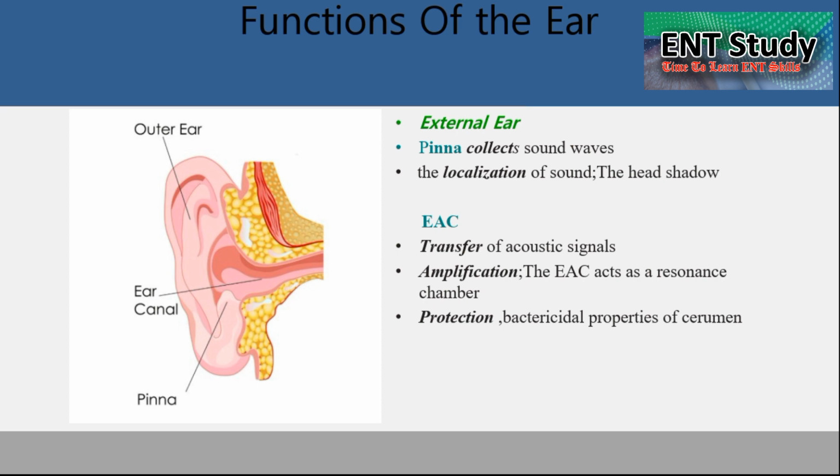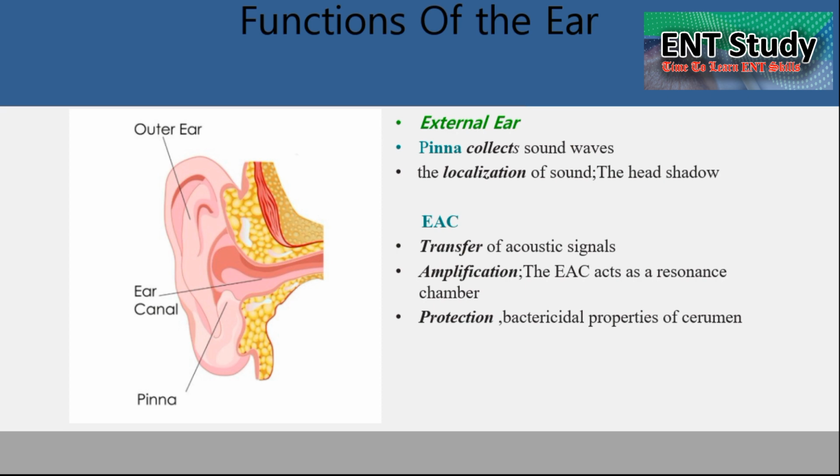The external auditory canal has two functions, acoustic and non-acoustic. The acoustic function is related to the transfer of acoustic signals through the external auditory canal to the tympanic membrane, and it also acts as a resonance chamber for a certain range of frequencies between 5 to 7 kHz. Thus, it helps in amplification of the sound waves.